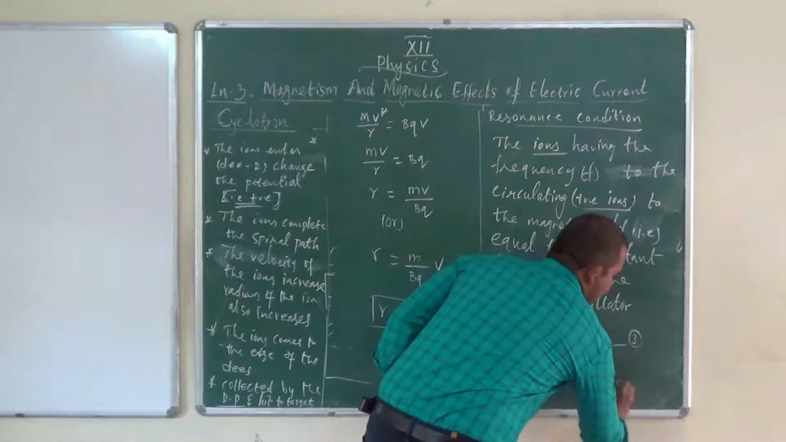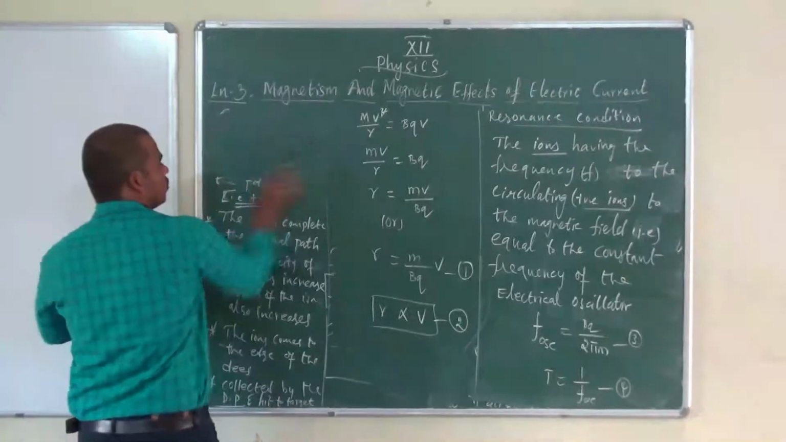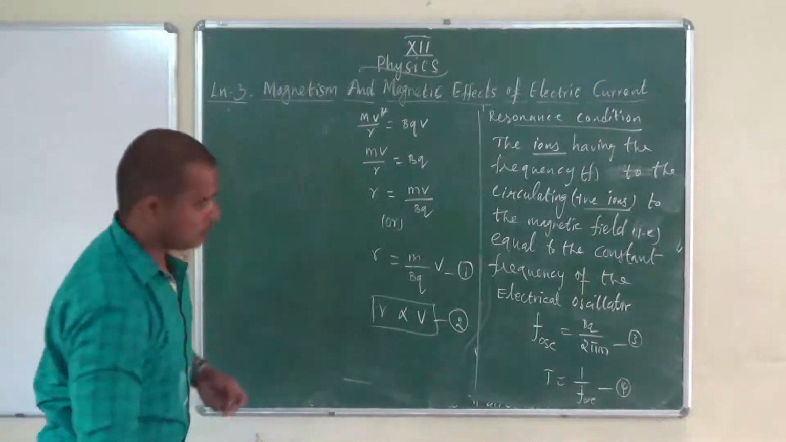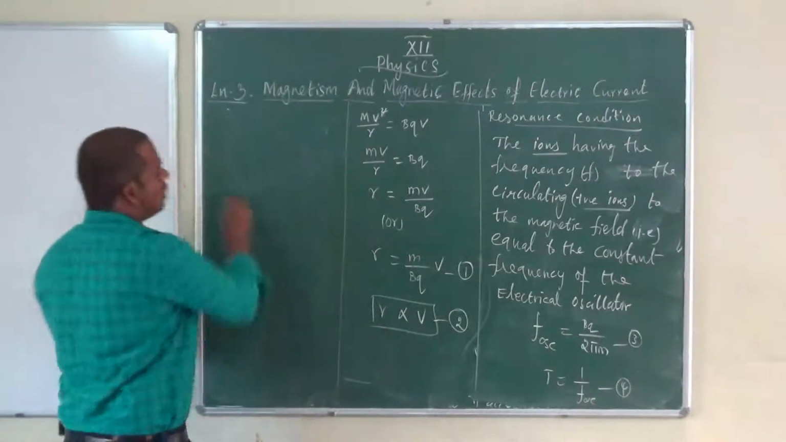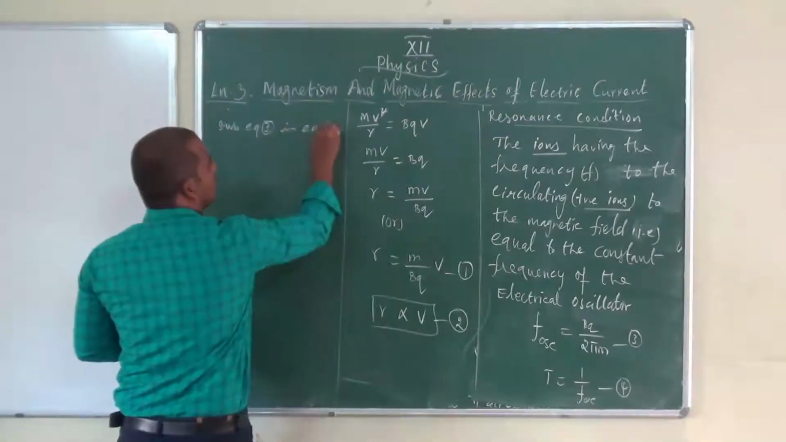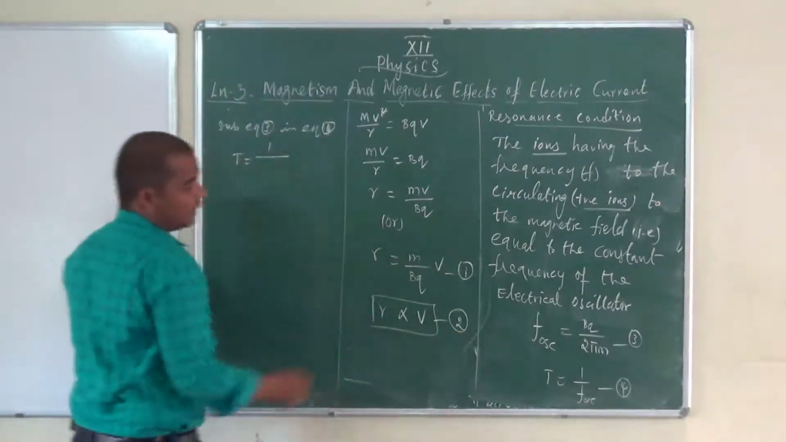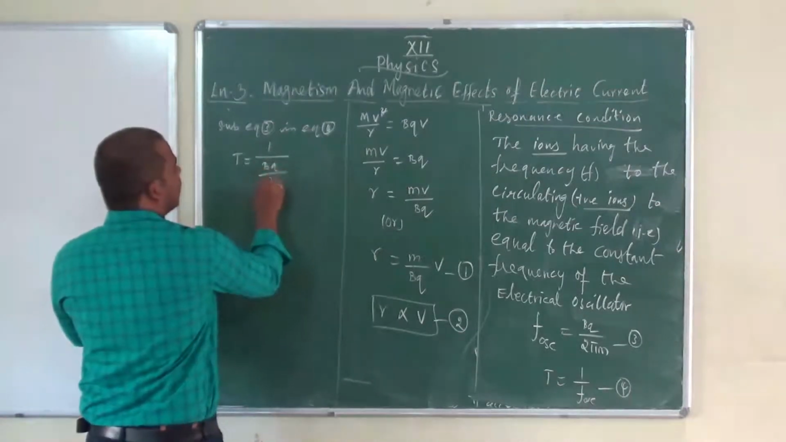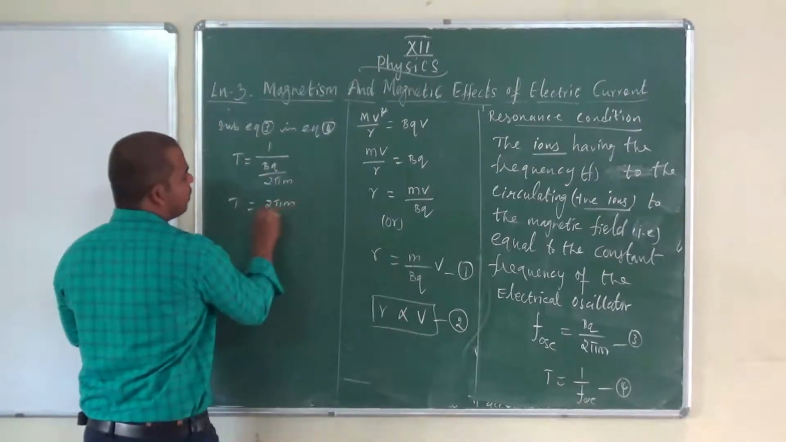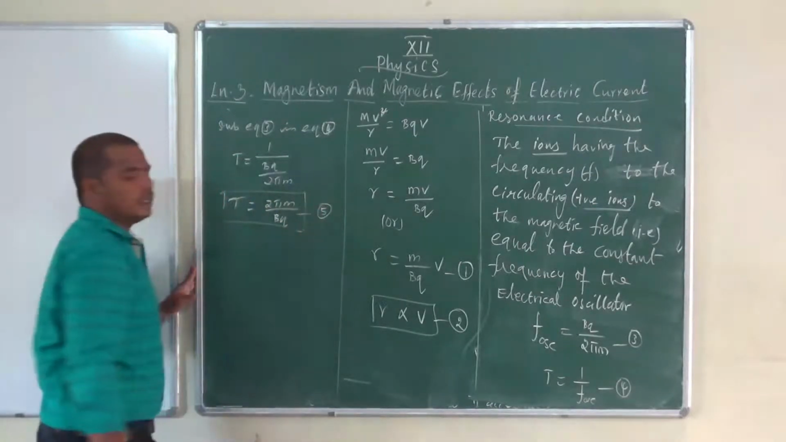Equation 3, equation 4. Substitute equation 3 in equation 4. What will you get? Time period equals 1 divided by the oscillator frequency. What is the oscillator frequency? BQ divided by 2 pi m. The denominator becomes the numerator, so time period equals 2 pi m divided by BQ. This is equation number 5.